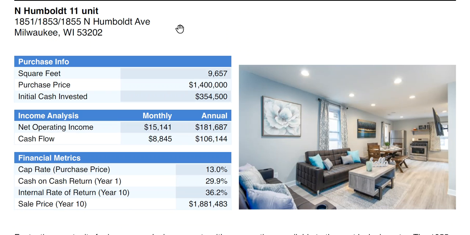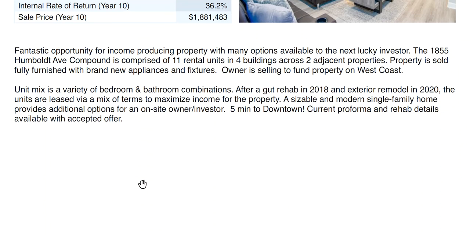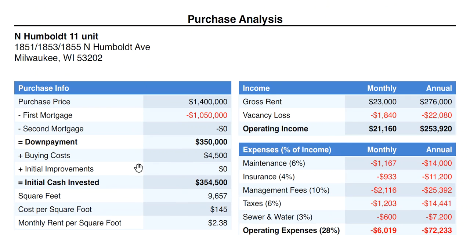First page is kind of the general information on purchase, income analysis, and financial metrics. Your cap rate, 13%, is very high. Normal cap rate is somewhere between 4 and 8%. Cash on cash, 30% is extremely high. A good cash on cash is about 15%. So this was a little bit of just stuff we wrote about the unit. And we get into the purchase analysis.